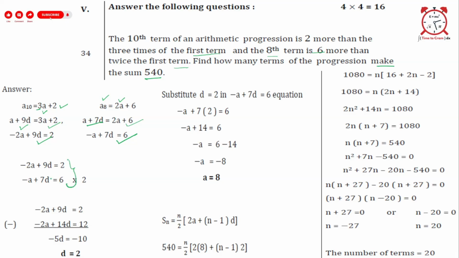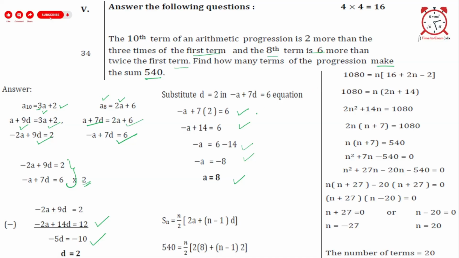We can see here that to make elimination we have to make the coefficients equal. That is why we are multiplying the second equation by 2. So the equation becomes this way. Then after changing their sign we get the value of d equal to 2. Putting d equal to 2 in the second equation, minus a plus 7d equal to 6, we get the value of a as 8.